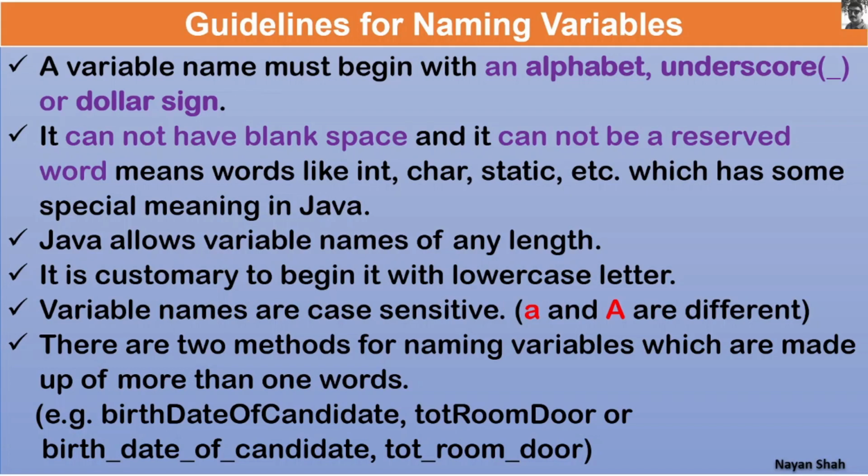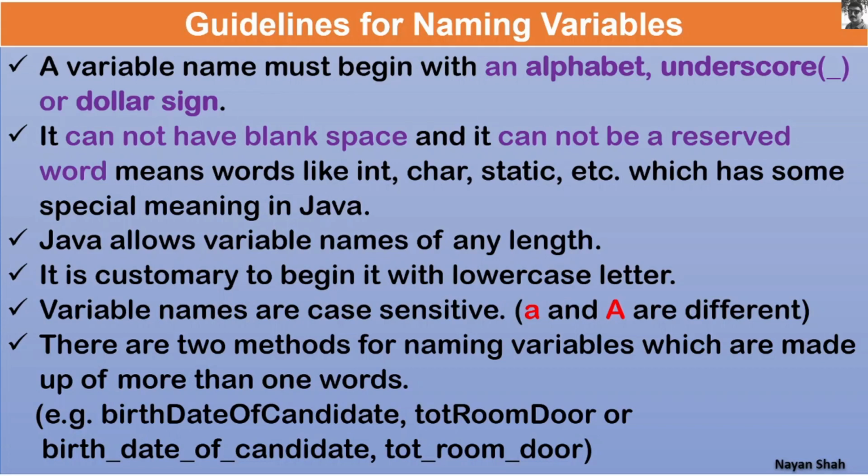Variable names are case sensitive. In fact, the entire Java language is case sensitive, including variable names. Case sensitive means small a and capital A are considered as two different variables. So if you declare a variable name a with small a, and then somewhere in your program you use that variable as capital A, it will give you an error because they are both different things.